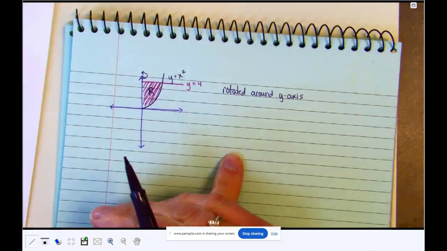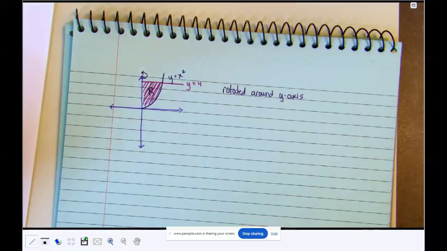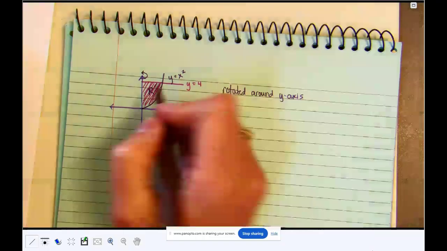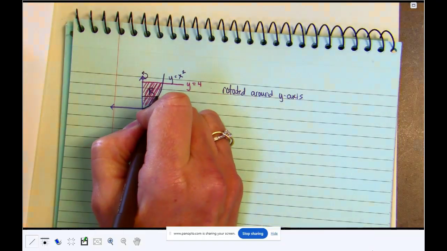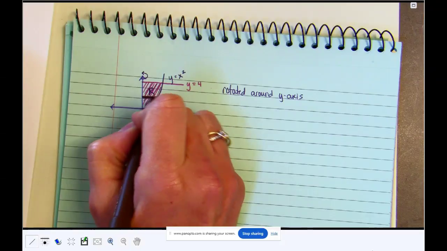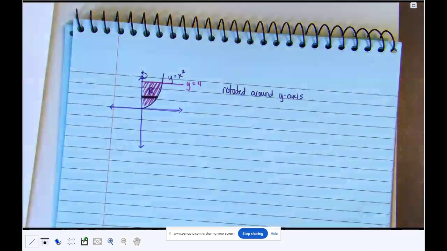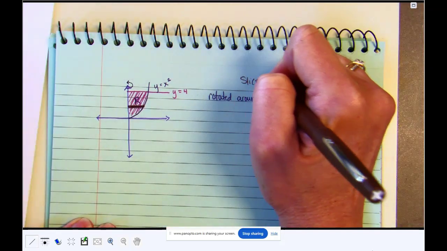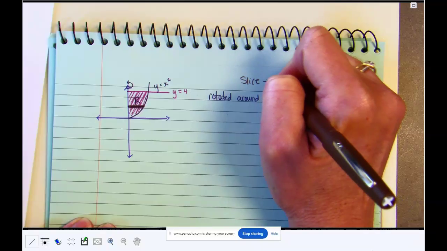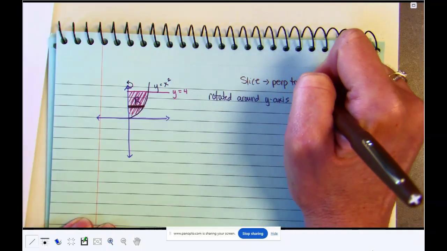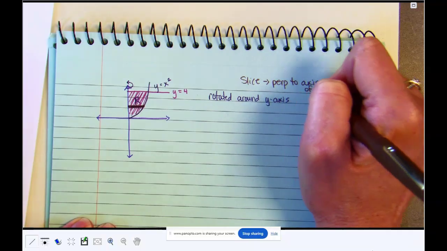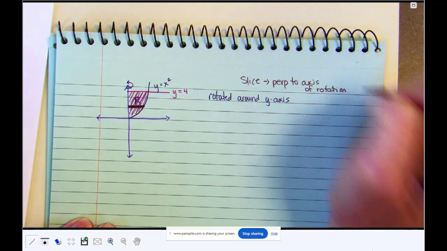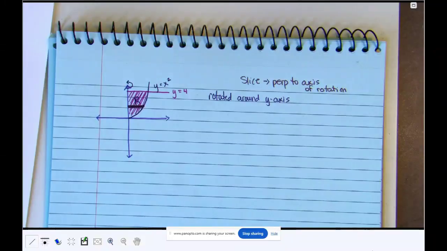Okay, so now when we rotate around the y-axis, Caleb, please stop talking. When we rotate around the y-axis, here's something that's important for you to know, in general: your slice that you make should be perpendicular to whatever axis you're rotating around. That's always true. If you look back at our other ones, our slices that we made were perpendicular to the x-axis. So it has to be perpendicular to y.